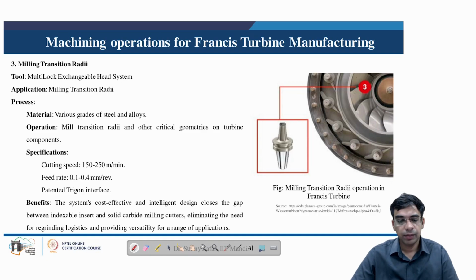In the third step, the milling of the transition radii is conducted using an exchangeable head system. Again, various grades of steel and alloys used in manufacturing of the Francis turbine are machined. Milling of the transition radii and other critical geometries on the turbine is carried out at a cutting speed of 150 to 250 meters per minute, feed rate of 0.1 to 0.4 millimeters per revolution using a trigon interface. The system utilizes a cost-effective, intelligent design for closing the gap between indexable insert and solid carbide, eliminating the need for regrinding logistics.